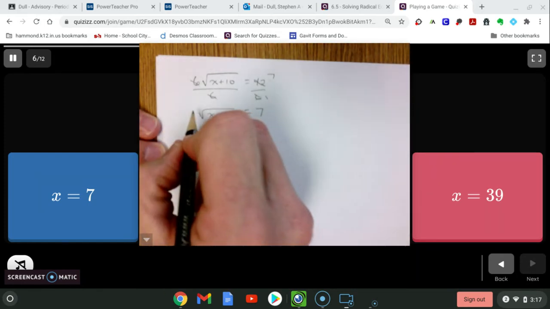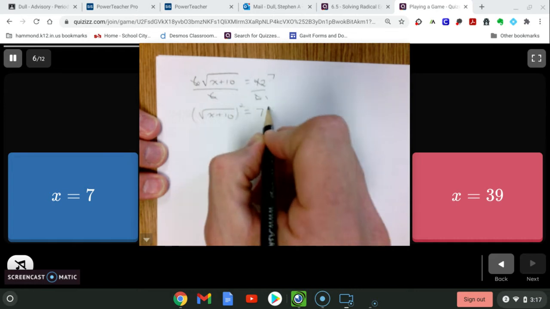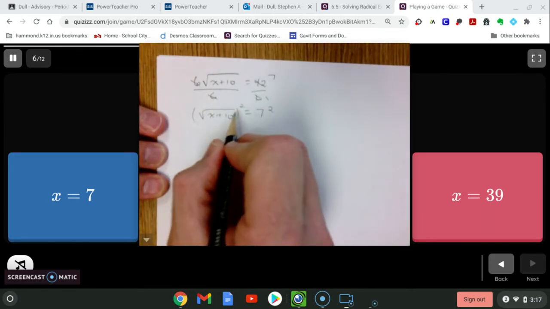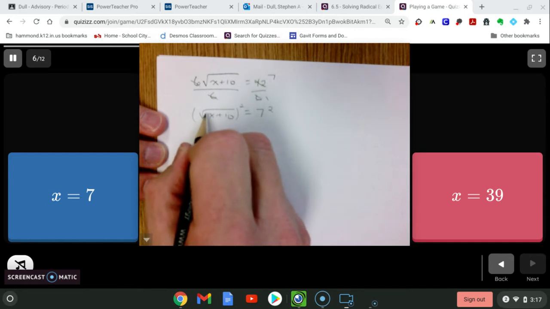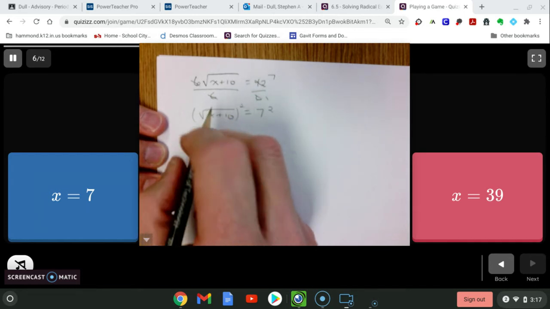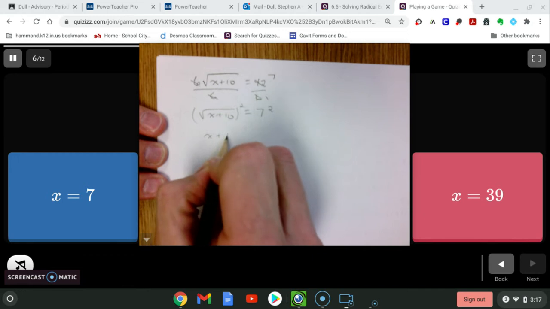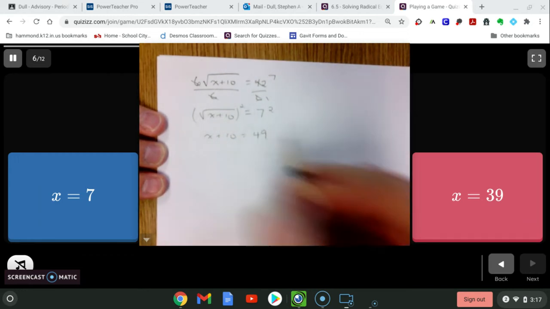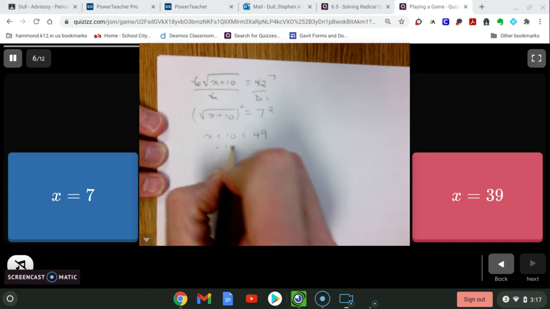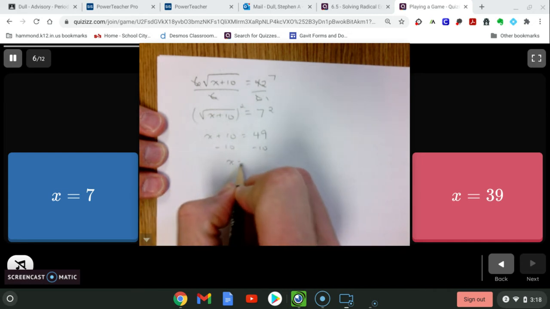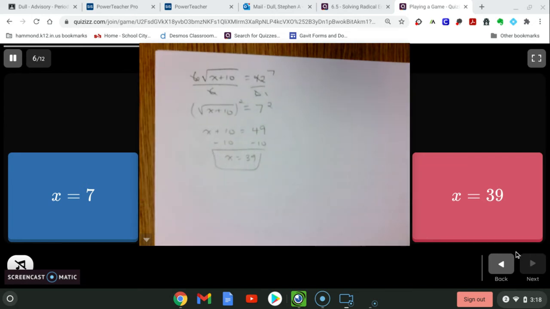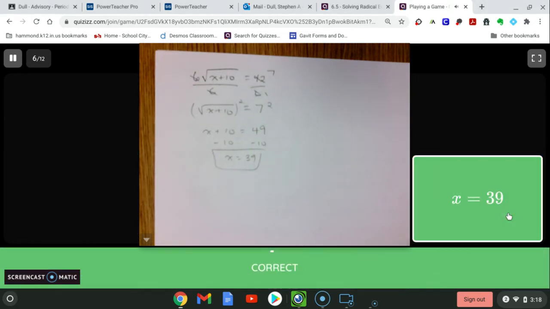Now I can go to work on removing this root. I'm going to do that by squaring both sides. So the square root of x plus 10, squared, I'm going to be left with just the radicand, x plus 10. Right-hand side, 7 squared is 49. So you should have x equals 39 as your solution.